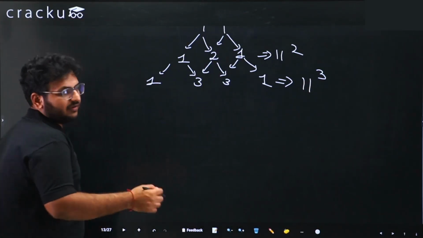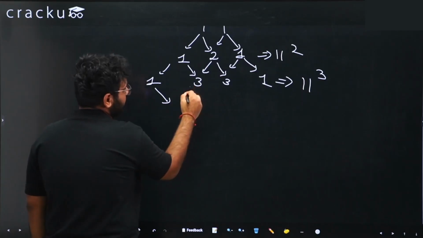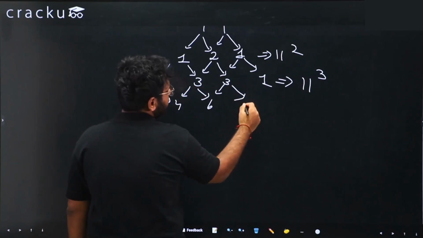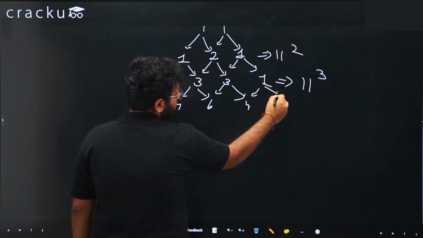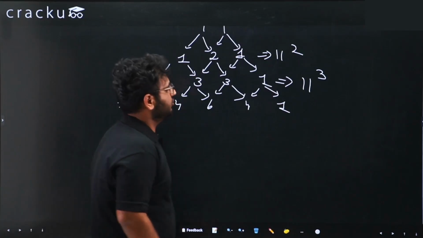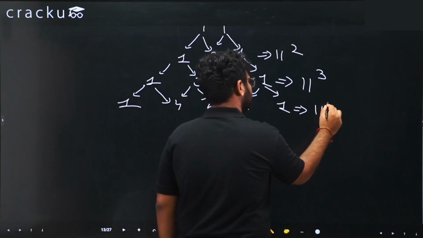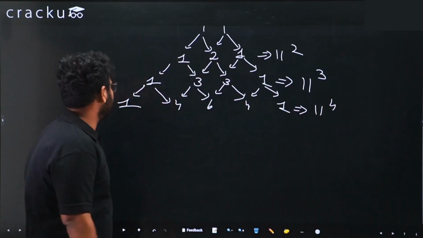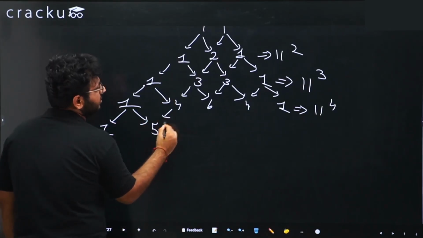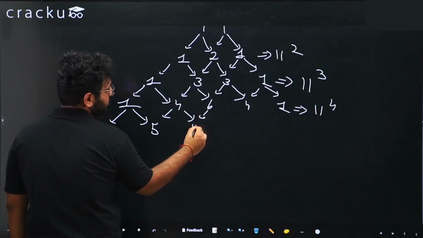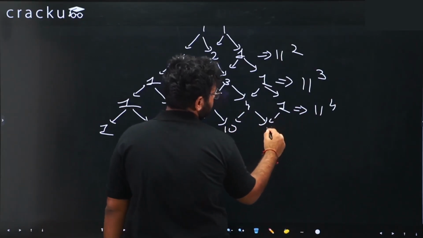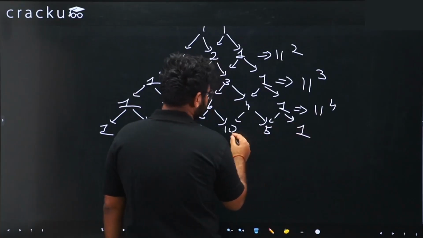Now what we will do is add this again. So 1 plus 3 is 4, 3 plus 3 is 6 and 3 plus 1 is 4. Now 1 as it is, 1 as it is. So this is 11 to the power 4. For 11 to the power 5, what we will do? 1 as it is, 1 plus 4 which is 5, 4 plus 6 which is 10, 6 plus 4 again 10, 4 plus 1 is 5, 1.